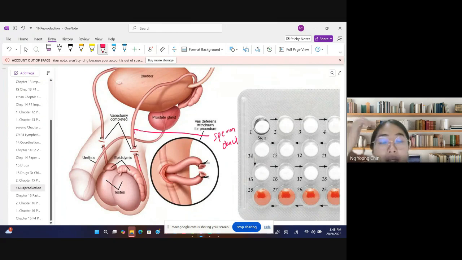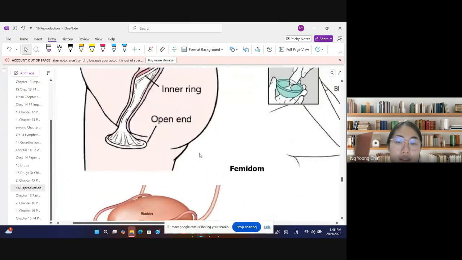So what is the function of the sperm duct? The sperm duct helps to transport the sperm from the testis, which is the site of production, into the urethra. So if you cut this off, the sperm being produced are unable to get into the urethra, because it has been cut off already.